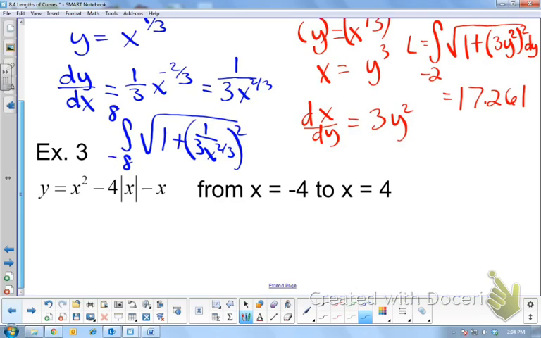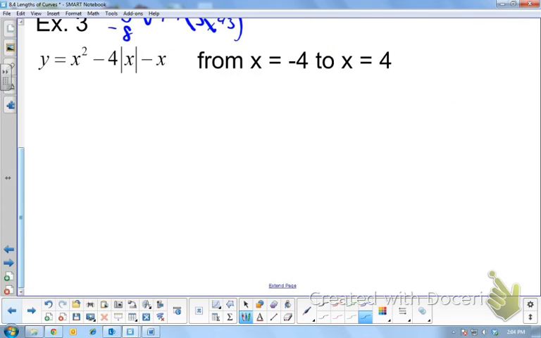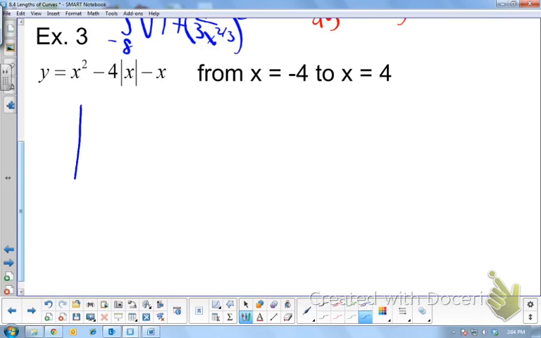So we have x squared minus 4 times the absolute value of x minus x. Not the absolute value of x. Absolute value actually is what causes problems on this current problem.